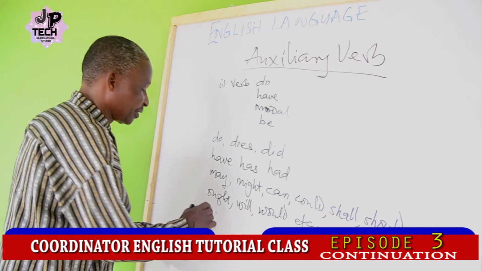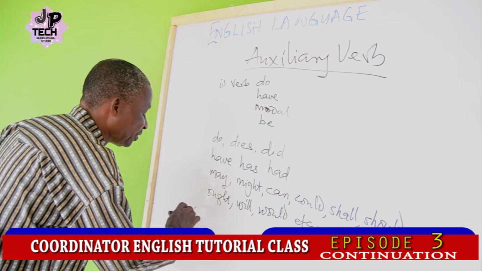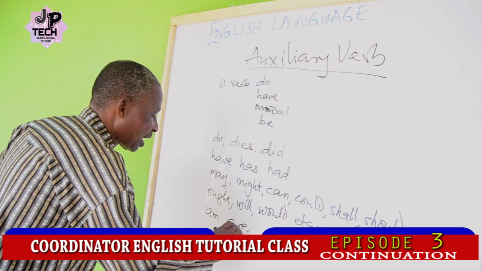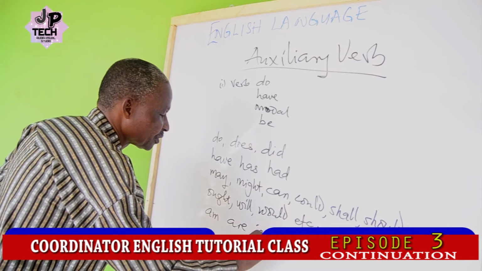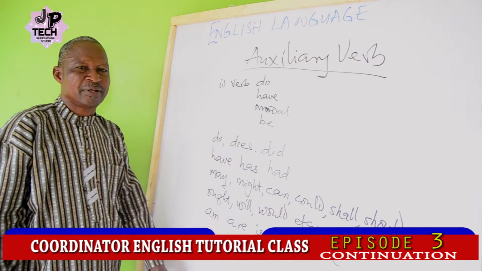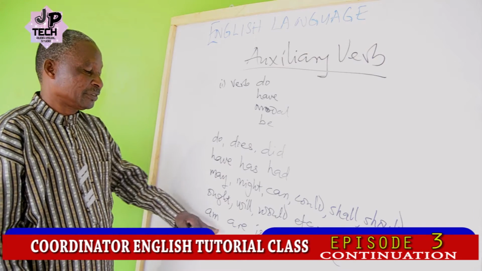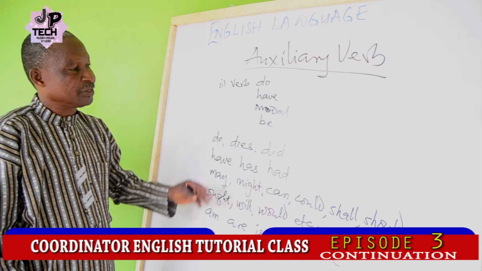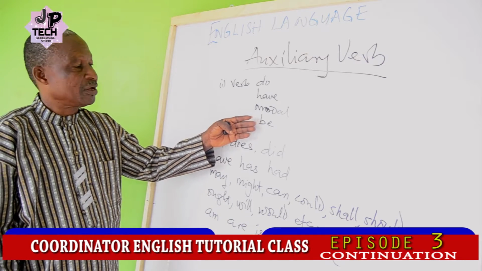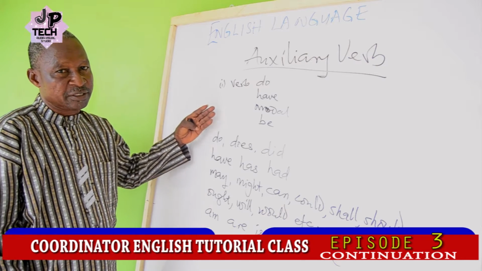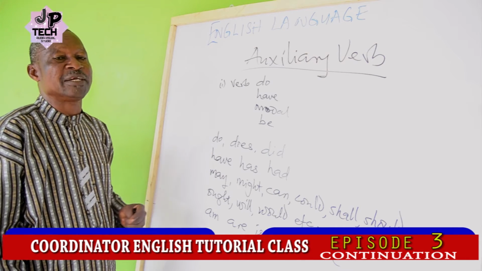For be, we have am, are, is, was, were. That's for be. Am, are, is, was, were are under be. So these are different types of auxiliary verbs.